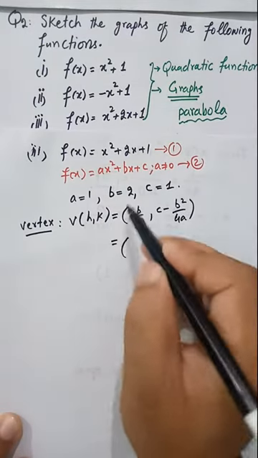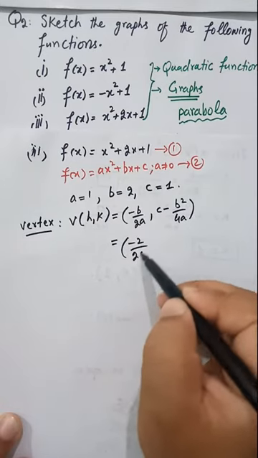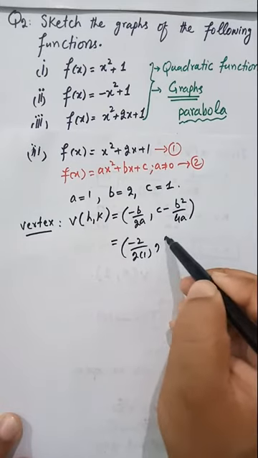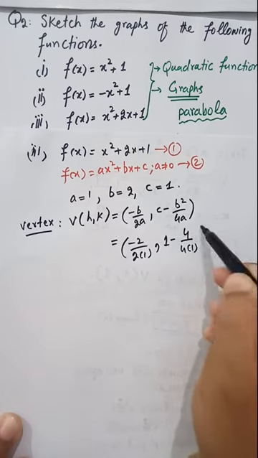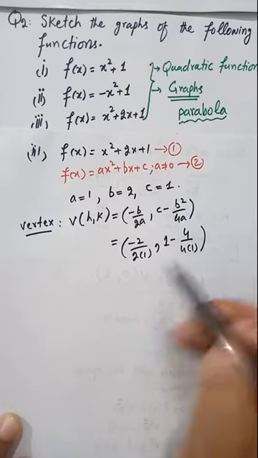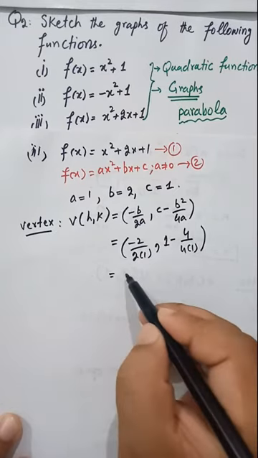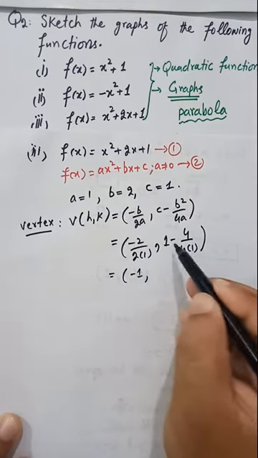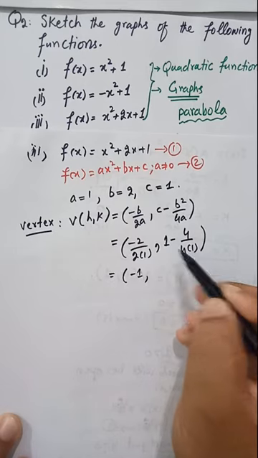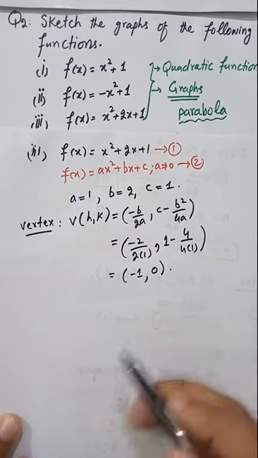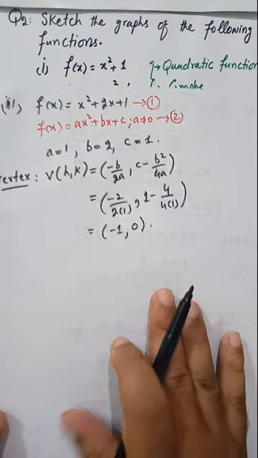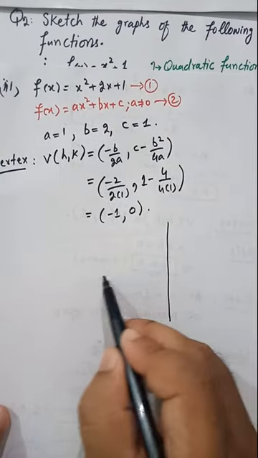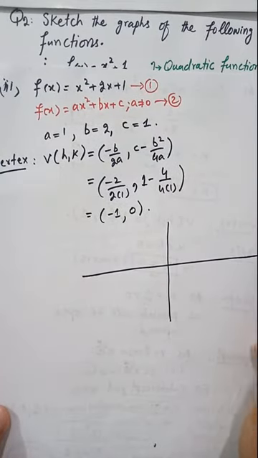So from here this is minus 2 divided by 2 into 1, and c is 1 minus b square, meaning 4, divided by 4 into 1. So these two will be cancelled. So now minus 2 divided by 2 you will get minus 1, and 1 minus 4 divided by 4, so 1 minus 1 you will get 0. So this is your vertex. I am drawing the vertex now. This is my x-axis.